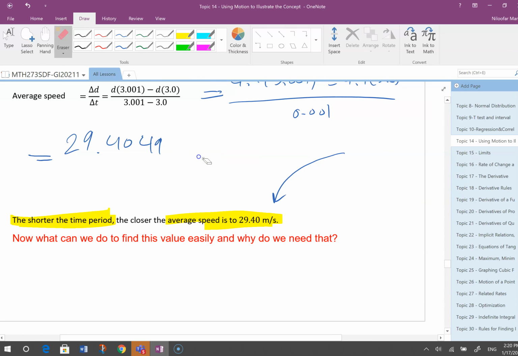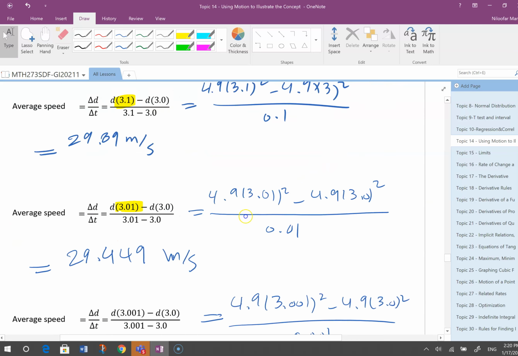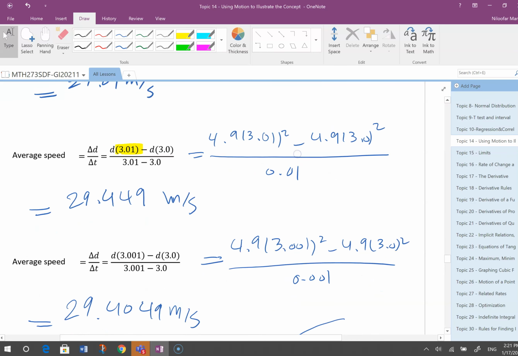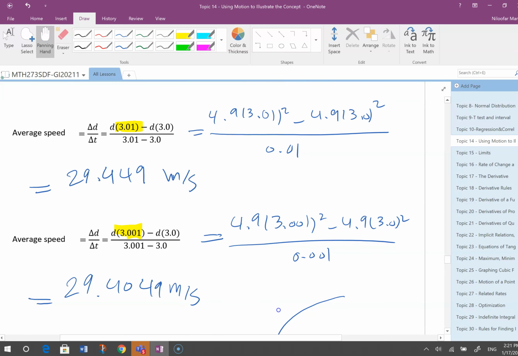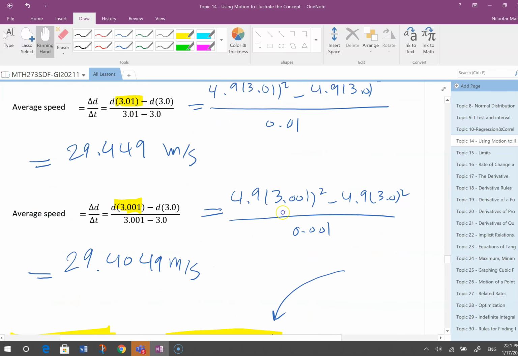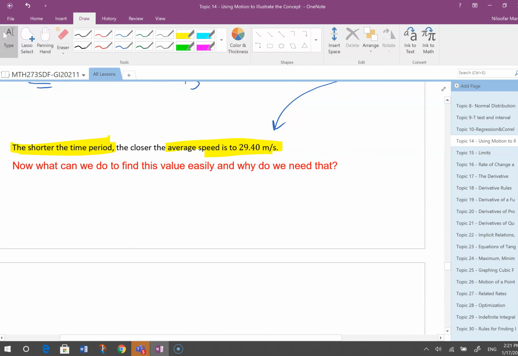What can I do? I don't want to go through all of these. I don't want to say, okay, I need to start from 3.1 and then 3.01 and then 3.001 and continue closer and closer and closer. Okay, how can I do that? To do this faster. Okay, so see my question. How can we find this value easily? And why do we need it? What's the reason we need it and how can we find it?